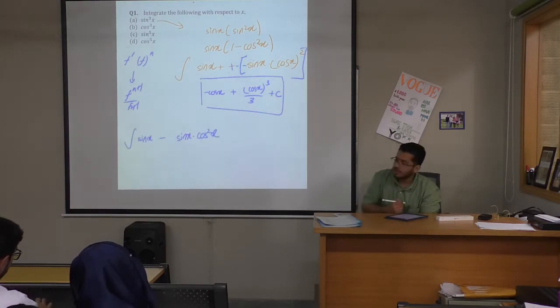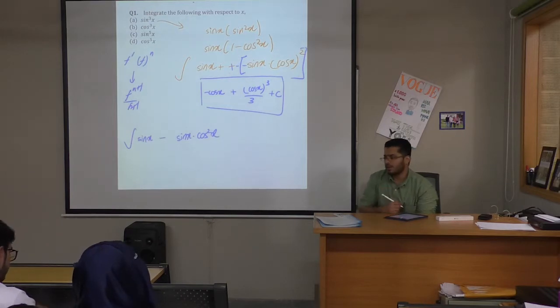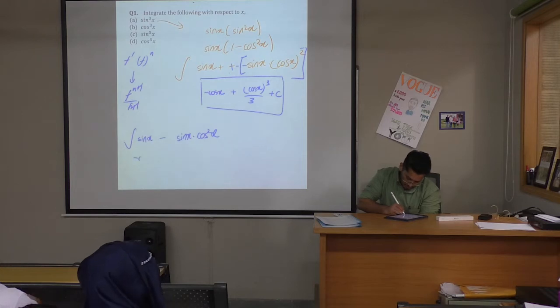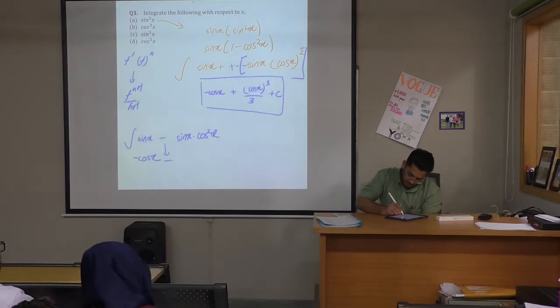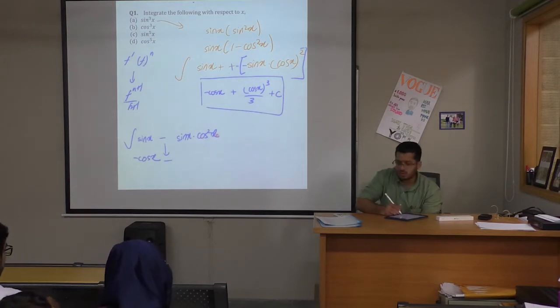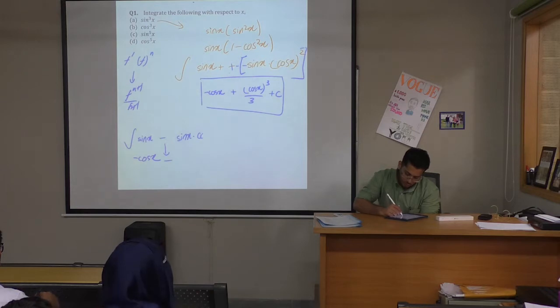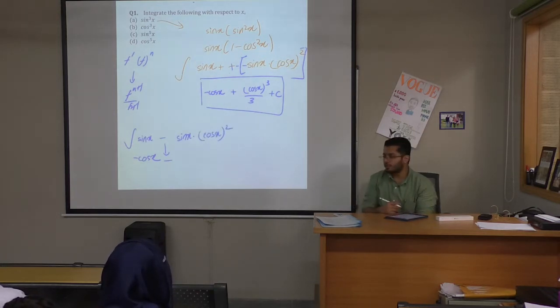You need to integrate this thing. Sin x integration क्या है? Minus cos x. The minus comes as it is. If you look at this thing, cos square x can be written as cos x whole power 2. This can only be done in trigonometric functions.